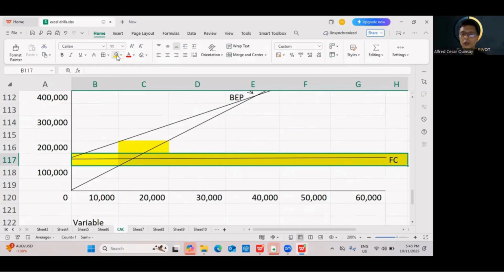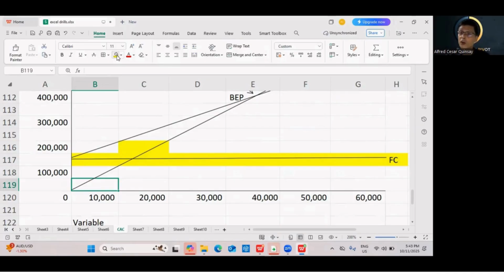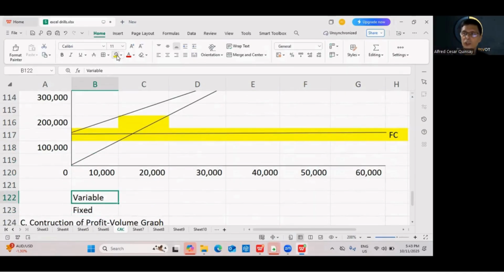And so regardless of the number of units produced, it does not increase. I'm going to show you some examples of variable and fixed cost. But the most important thing for now is that the total variable cost increases as the number of units increases, while the total fixed cost is constant regardless of the number of units produced.